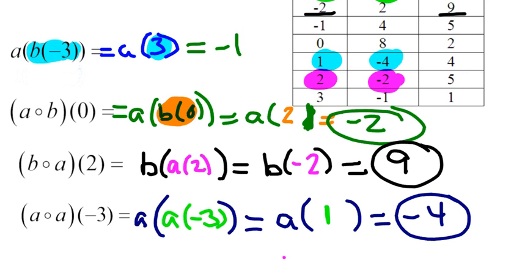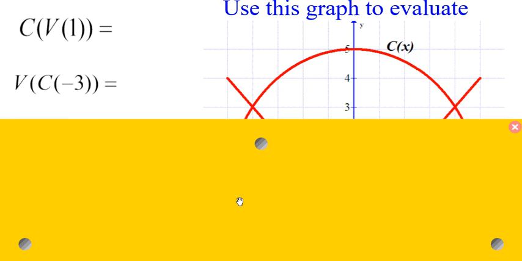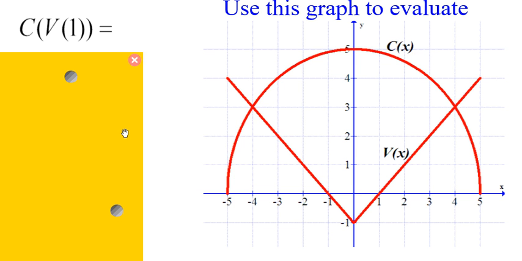All right, so that's table. Next is graph. Let's look at the first one here and see how we do with that. So v of 1, I'm going to start with v of 1. I go to the x value, x is 1, and I see the y value right there is 0. So therefore, I know c of 0 is ultimately what I'm looking for.